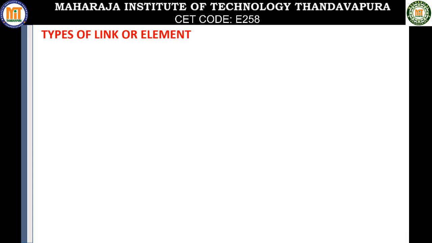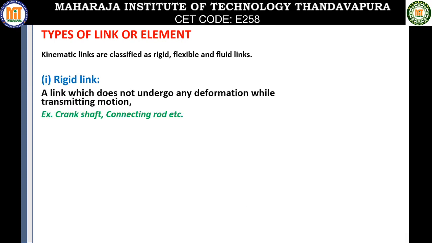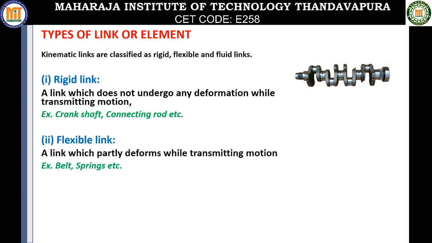So what are the different types of links or elements that you can classify? Kinematic links can be classified as rigid links, flexible links and fluid links. Coming to rigid links, any link which can transmit the motion without any deformation is called a rigid link. For example, crankshaft or connecting rod can be understood as an example for a rigid link. A flexible link is a type of link which partly deforms while transmitting the motion, for example, belt or spring.